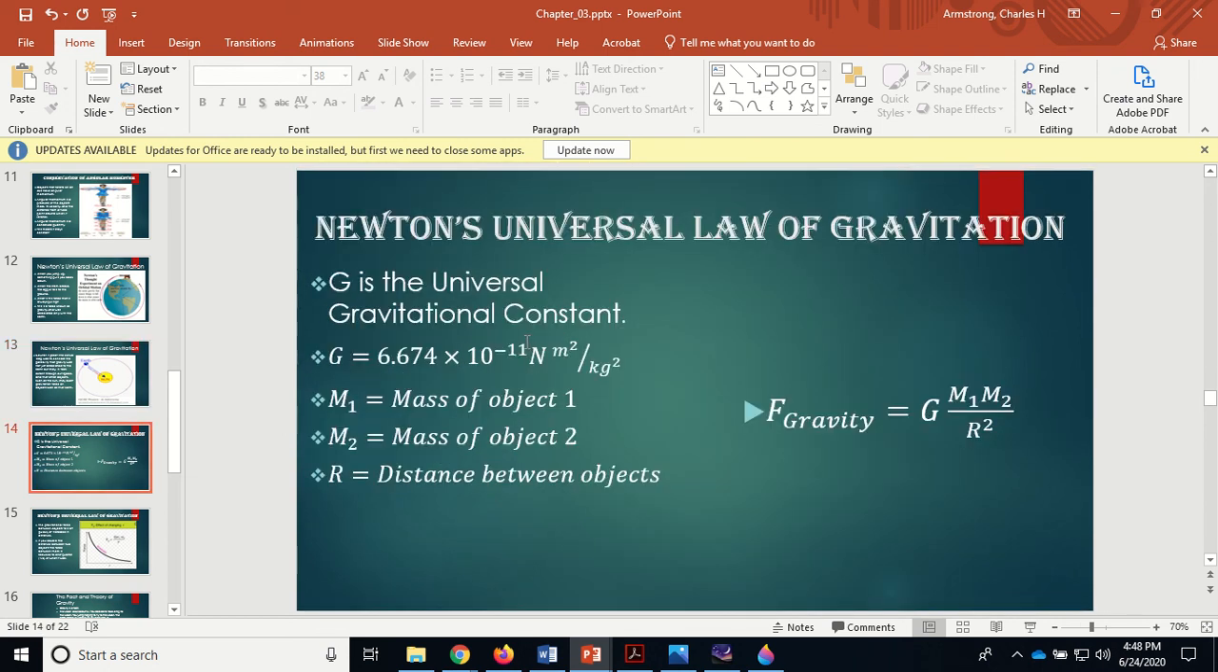So Newton's universal law of gravitation. G is the universal gravitational constant. That's what it is right there. It's just a constant, so you always plug the same number in right there. M1 is the mass of object 1, and it's going to be in kilograms. M2 is the mass of object 2, also in kilograms. The distance between the objects, that's R. Notice it's squared, and it's going to be in meters.